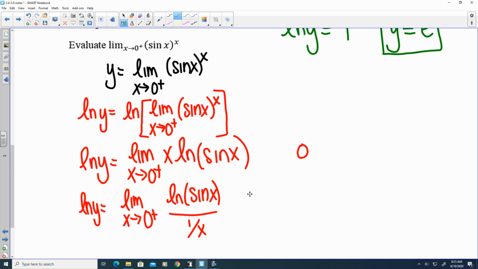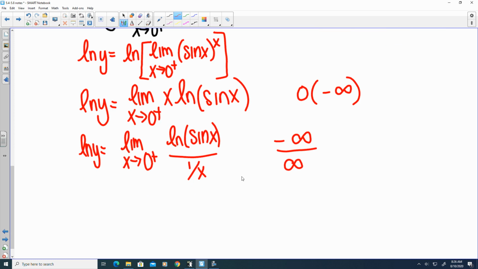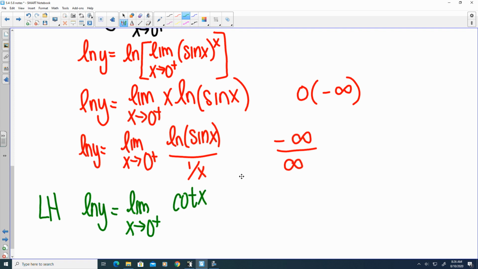I'll just up here state that we had 0 times negative infinity, which is why we had to change it. And this gives us negative infinity over infinity. Okay, so now that I have an indeterminate form, I'm going to do L'Hopital's. Natural log of sine is going to simplify to cotangent because you do the derivative of the inside over the inside. And the bottom is negative 1 over x squared.